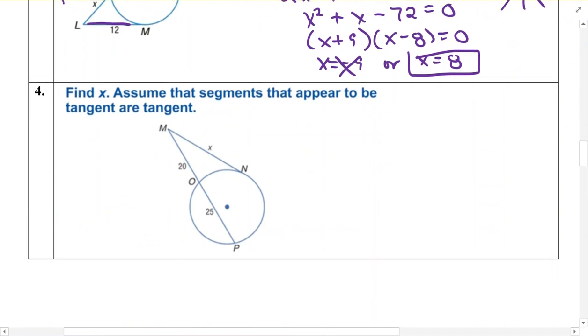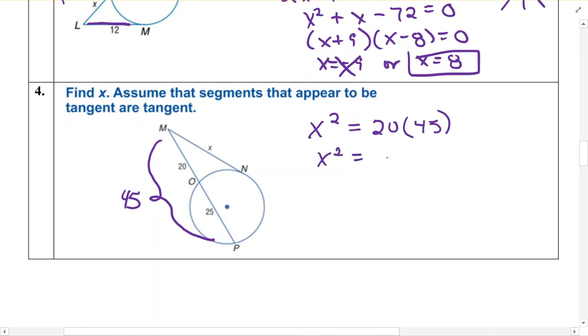Doing the next one, the entire length of this segment is 45. So we would have the tangent squared equals the outside part of the secant times the entire length of the secant. So we have x squared equals 900. So we have x equals 30.